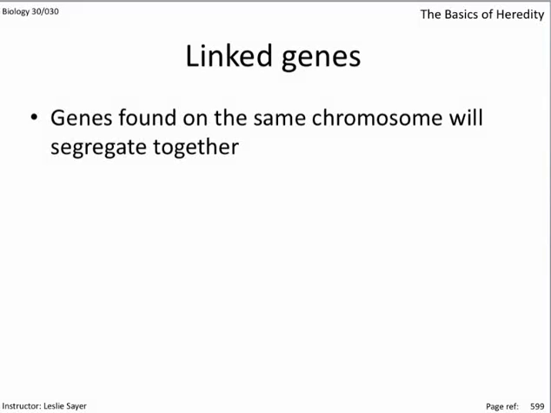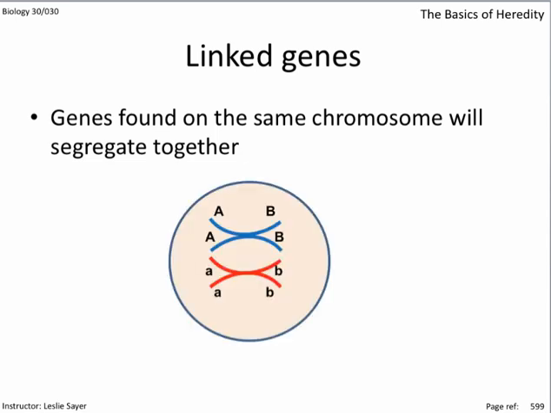Genes on the same chromosome, or linked genes, are not subject to the random organization of homologous pairs that forms the law of independent assortment. Linked genes segregate together.